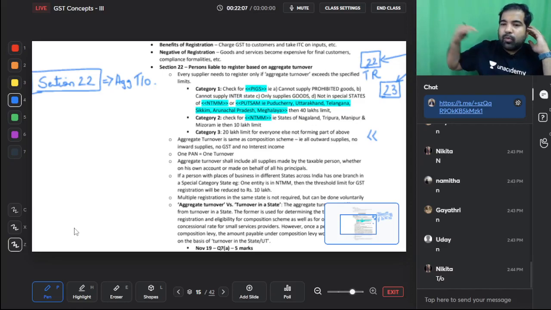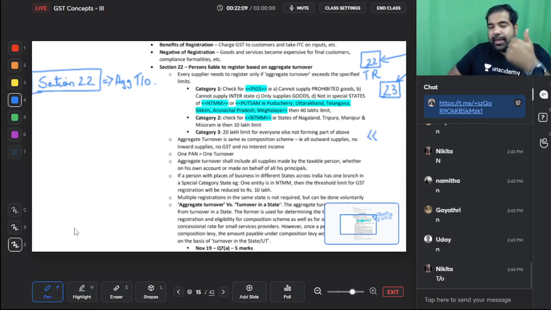Aggregate turnover means whatever you supplied outside, exempt supply, taxable, non-taxable, export, whatever you're supplying outside, except three things: IGST, no inward supply, and no GST to be included in aggregate turnover. So you have to basically calculate your aggregate turnover. We'll do some amazing sums on this, don't worry. Once you calculate your aggregate turnover, you have to check step 1.